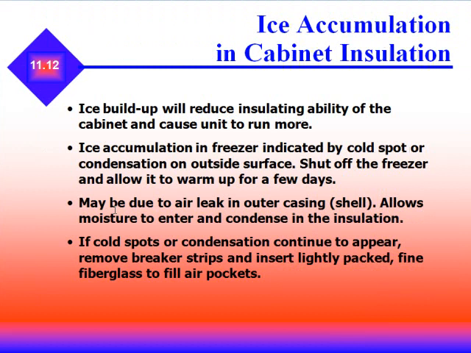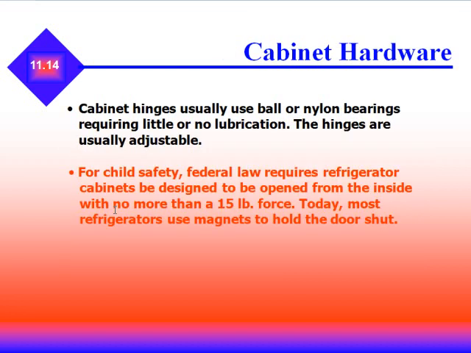Ice will build up, reducing the insulating ability of the cabinet and causing the unit to run more. Ice accumulation in the freezer is indicated by a cold spot or condensation on the outer surface. Shut off the freezer and allow it to warm up for a few days. There might also be an air leak in the outer casing. It allows moisture to enter and condense on the insulation. If cold spots or condensation continue to appear, remove the breaker strips and insert lightly packed fine fiberglass to fill air pockets.